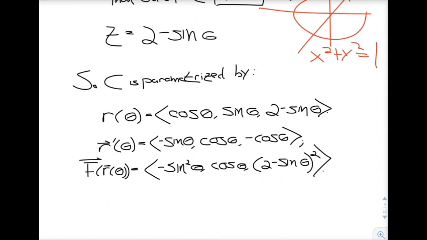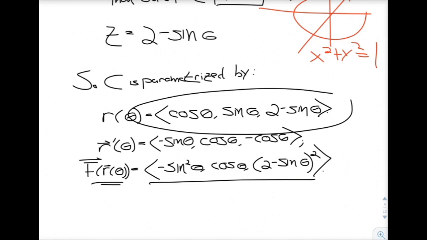So here I have r prime of theta. It's negative sine theta, comma cos theta, comma negative cos theta. And also I've taken F and evaluated it at r of theta. That's this, and so that gives me negative sine squared theta, cos theta, and (2 minus sine theta) squared. Remember, for this one, I needed the original definition of the vector field F, which was negative y squared, comma x, comma z squared. So I just evaluated each of those at their corresponding component functions up here.